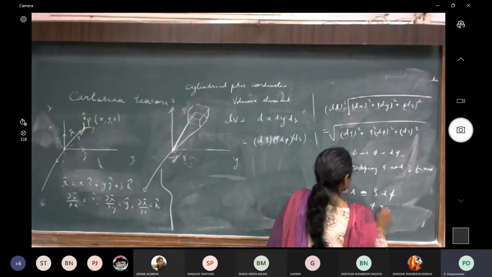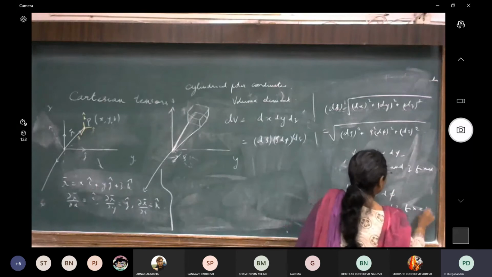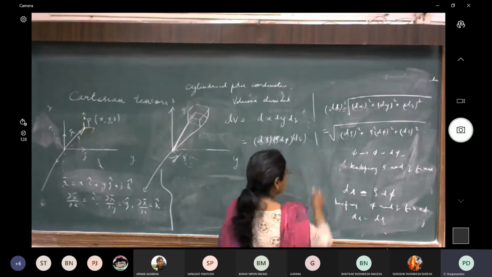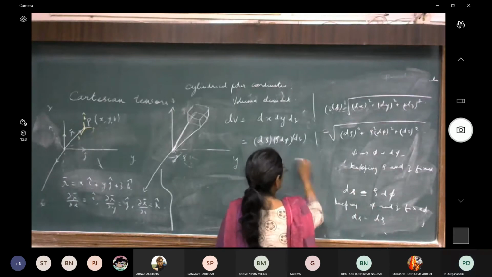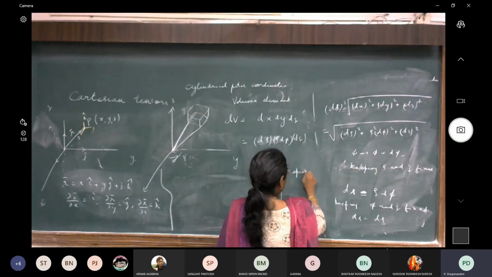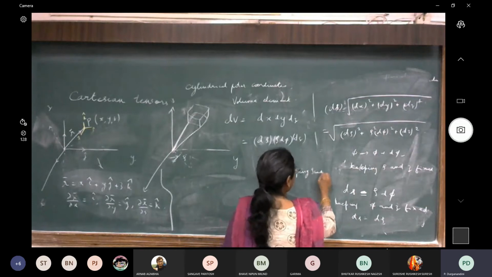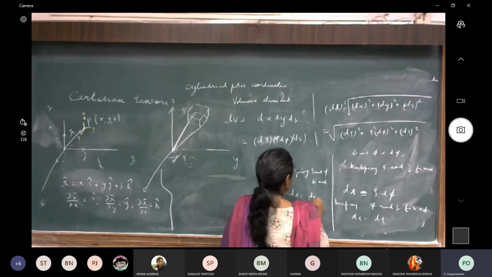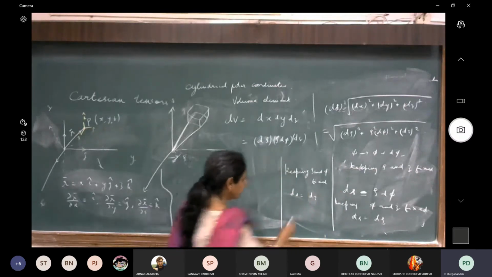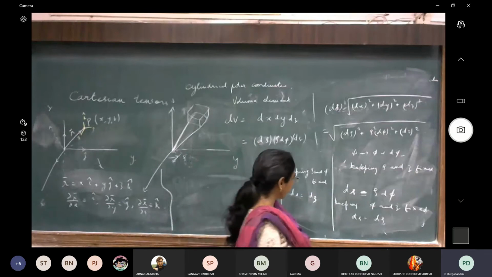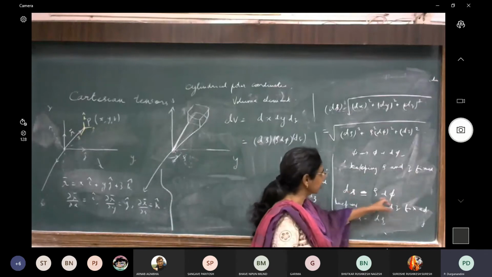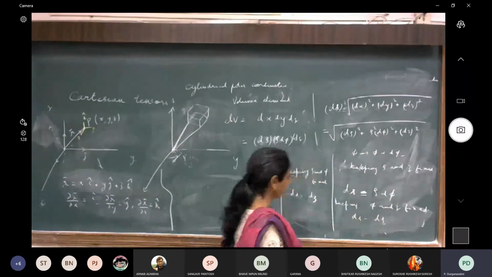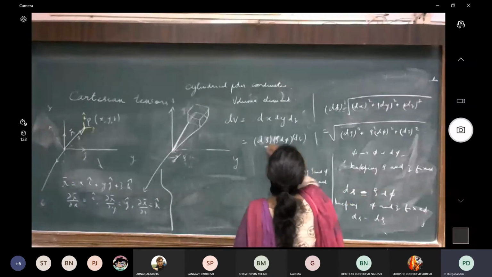On the other hand, if I keep rho, phi and z fixed except for rho changing, my ds is simply d rho. If I keep rho and phi fixed, I get ds equal to simply dz. So in this particular case, only when phi is changing does the displacement get multiplied by this factor rho. For rho and z, it doesn't get multiplied. And that factor is also showing up in the volume element.